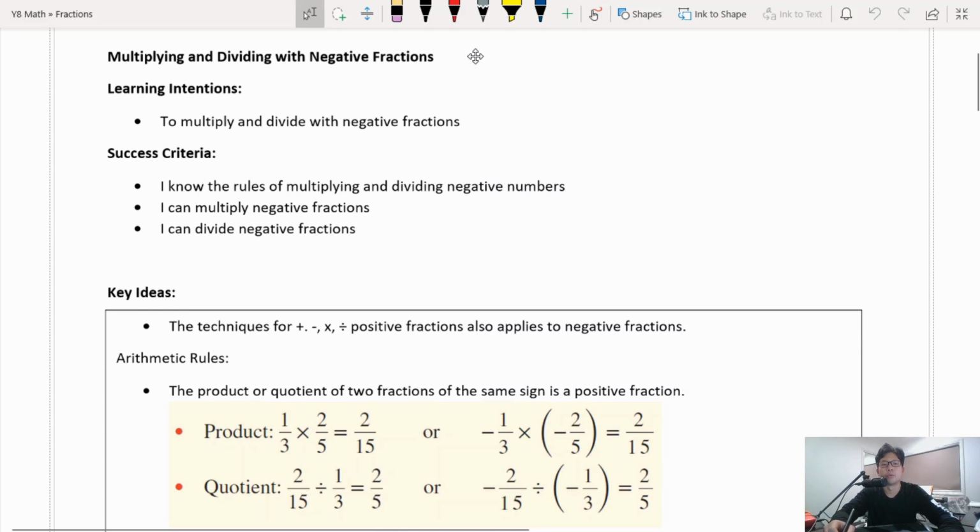In this video, we'll be learning how to multiply and divide with negative fractions. So by the end of this lesson, we should all know the rules of multiplying and dividing negative numbers, be able to multiply negative fractions, and finally be able to divide negative fractions.